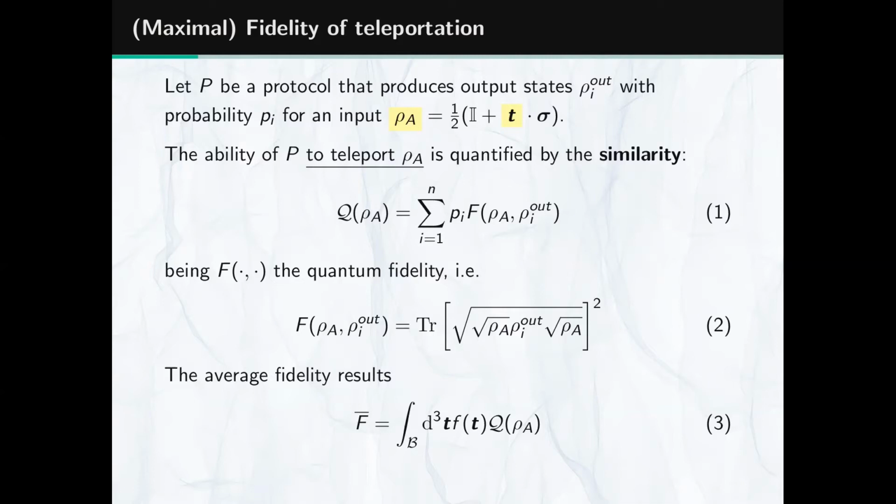Well, if you want a score for your protocol, your score should be independent of the initial state. For example, it should be independent of this vector. In order to do that, we take the average, and here is the distribution, the initial distribution of the state that we will consider.